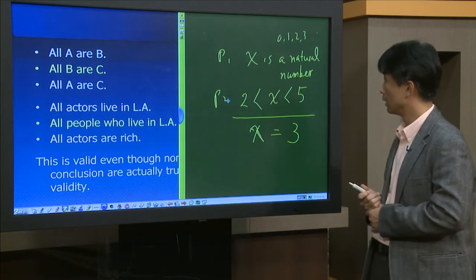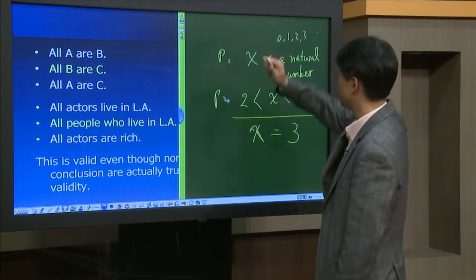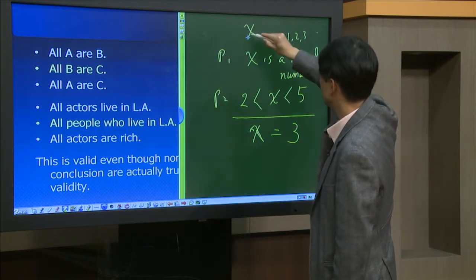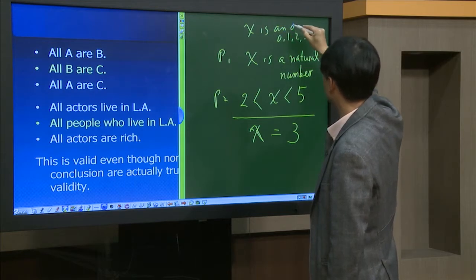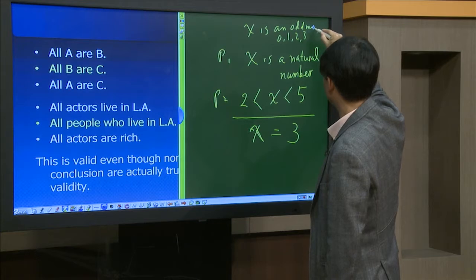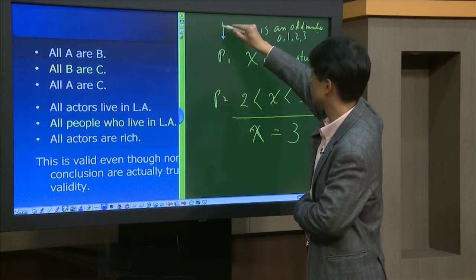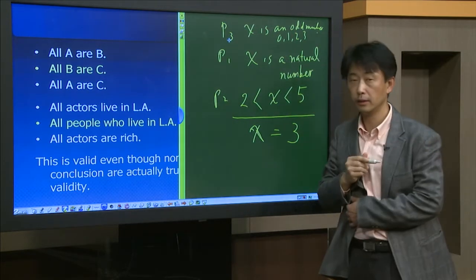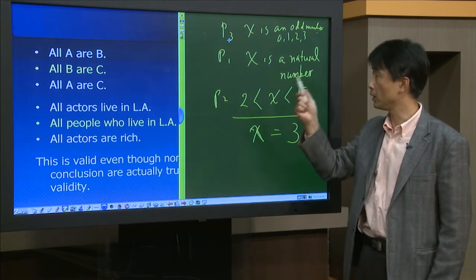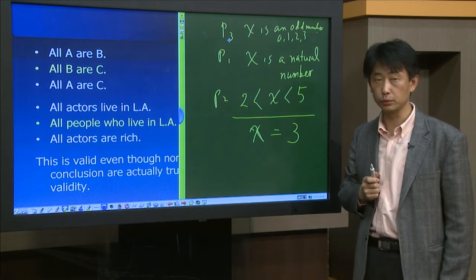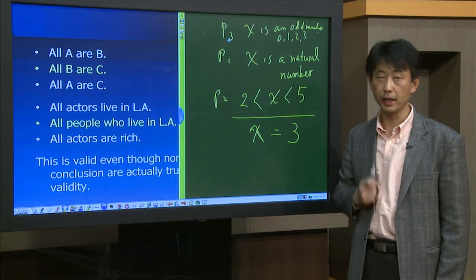Now suppose I add another premise to this argument. Suppose I say X is an odd number. Okay? If I add this as an additional premise, P3, then is this a valid argument? Given that P1, P2, P3 are true, is the conclusion also true? And the answer is yes.